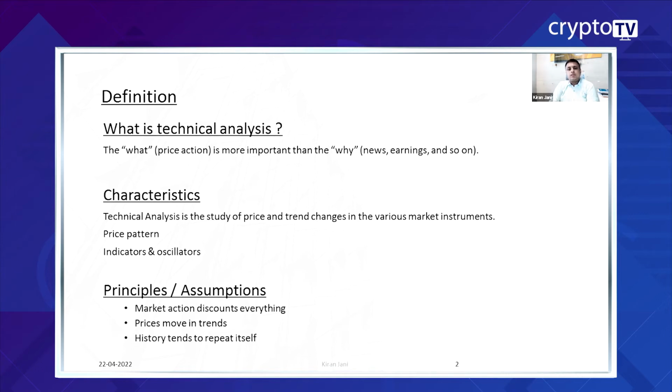Market actions discount everything. So whether price is going up or down, the market already knows what has happened and what is going to happen. Price always knows about everything. Second, price always moves in a trend. Whenever prices start moving up, it will sustain for some particular time and then it will reverse. It is not like today is up, tomorrow will be down, right? So prices generally move in a trend over a period of time.